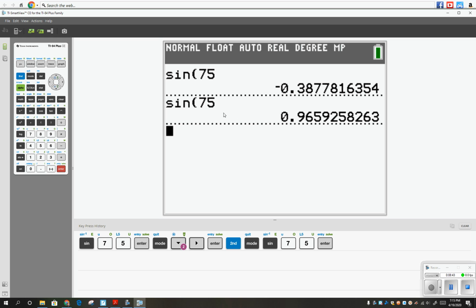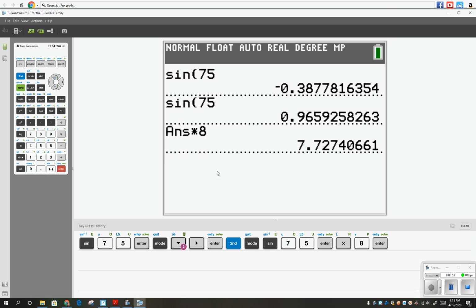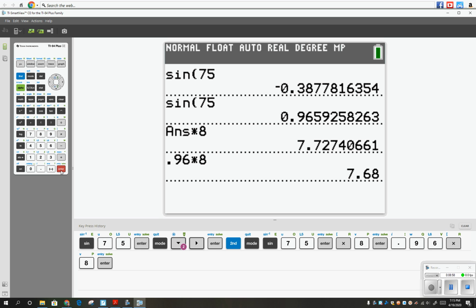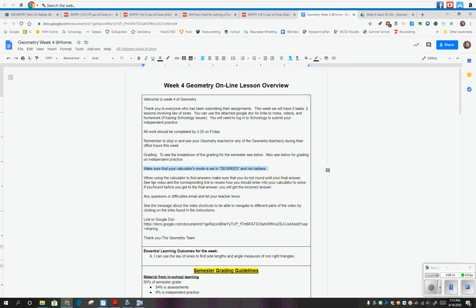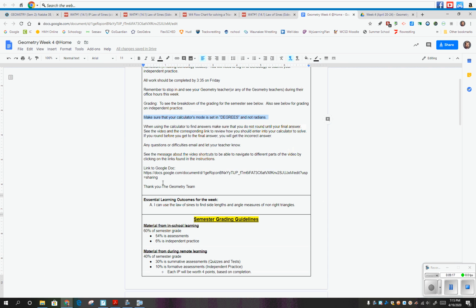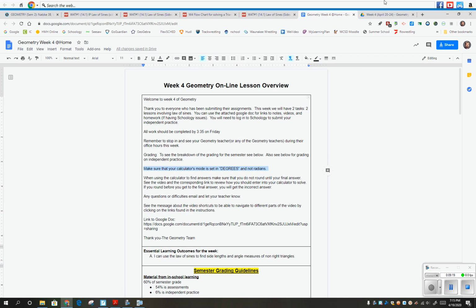And also when you're typing in, make sure you don't round. So if I type in sine of 75 and I want to multiply this answer by 8, I'm going to hit answer times 8. I get 7.727. If I just do, say, 0.96 times 8, which is sine of 75 rounded to 2 decimals, I don't get the same answer. Notice my two answers are different. So if you're rounding before you get to your final answer, you're going to be incorrect. So some of you are getting your answers wrong in Schoology because you're doing that. Any questions? Stop in Google office hours, talk to your teacher.